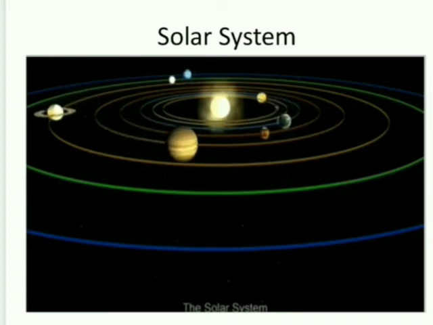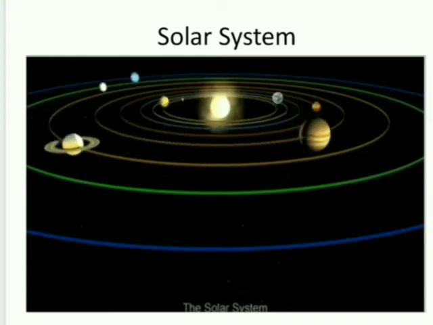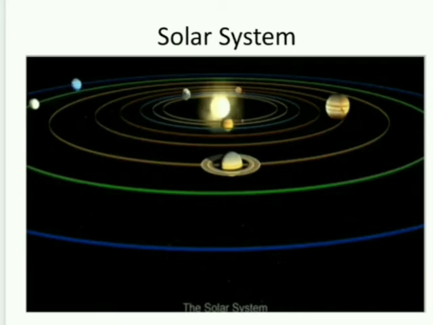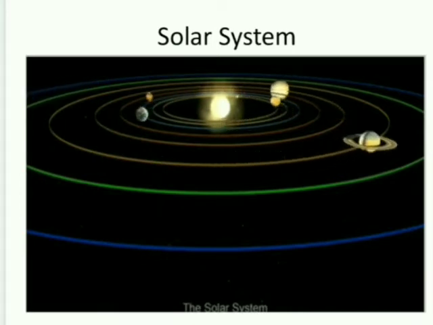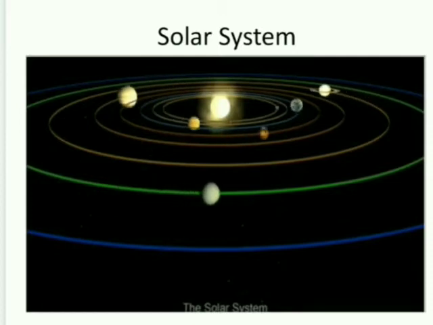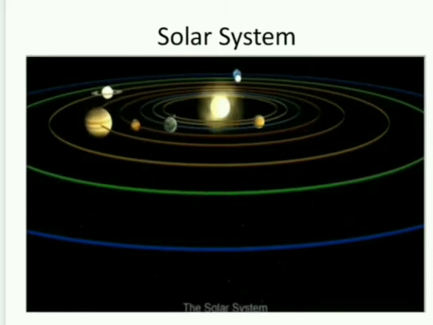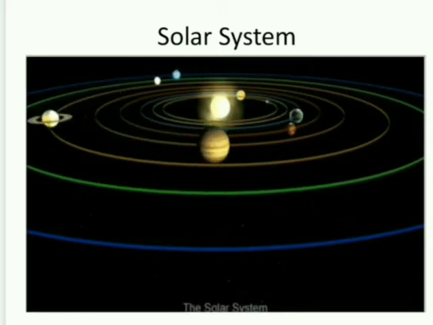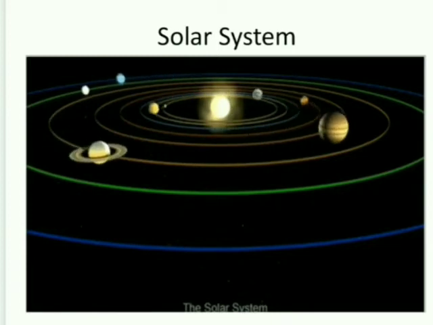But have you ever thought, children, why do they revolve around the Sun? Why are they moving around the Sun? The Sun's gravity pulls the planets towards the Sun, and this keeps the planets moving around it.